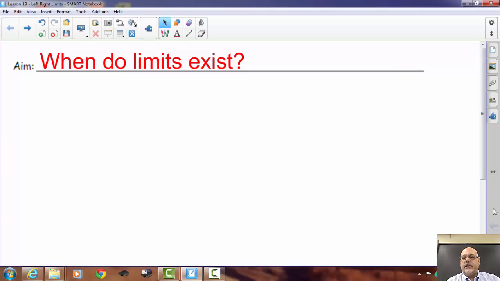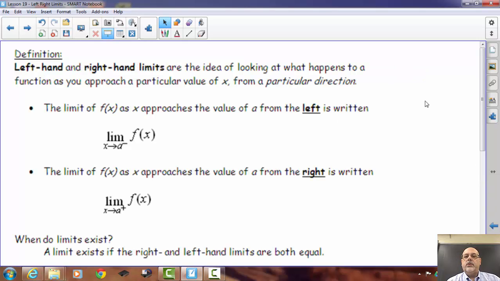When do limits exist? We talked about limits in class, just what a limit is and how to find it on a basic graph. Now we're getting much more detailed into what a limit of a particular function is. Left-hand and right-hand limits are the idea of looking at what happens to a function as you approach a particular value of x from a particular direction.